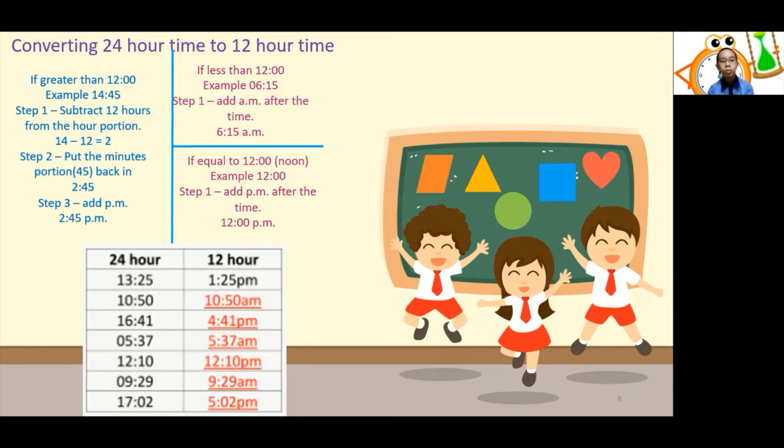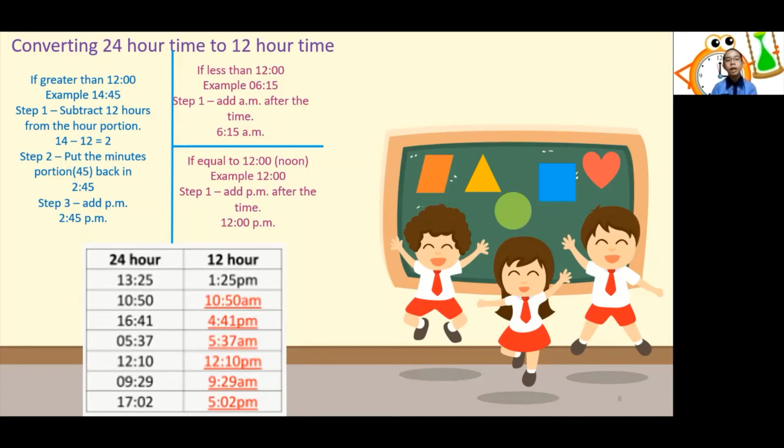And one important thing is if this is equal to 12 noon. An example is 12:00. Step 1 is to add PM after the time. And that's all you need to do because we don't need to add or subtract from the hour portion.